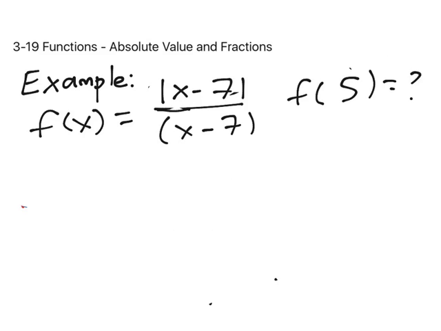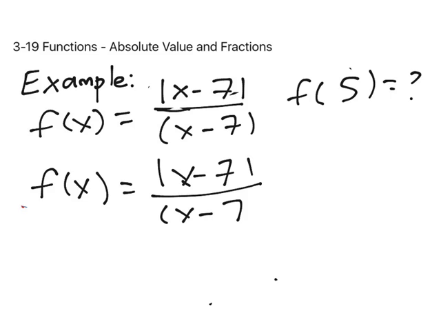One last example. We're combining absolute values and fractions here. This is actually a little bit tricky. Let's rewrite our function. On the top, we have an absolute value. On the bottom, just a parentheses. We want to replace x with a 5 in this problem. So in both places, we replace the x with a 5.